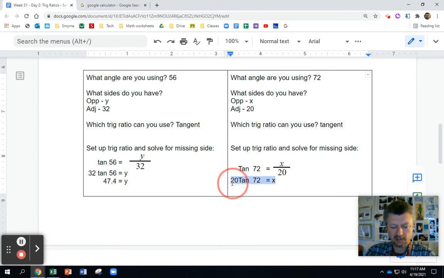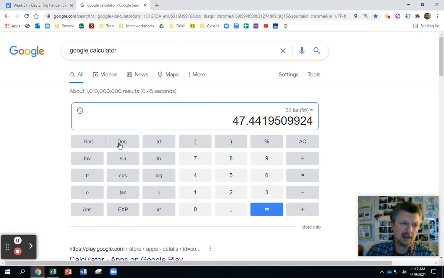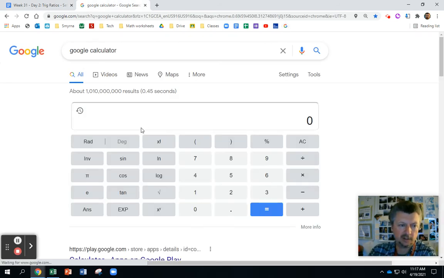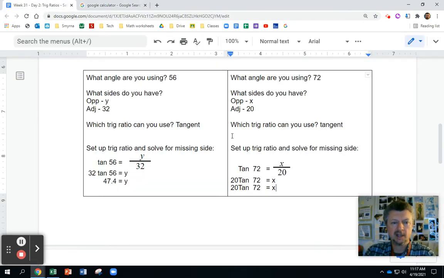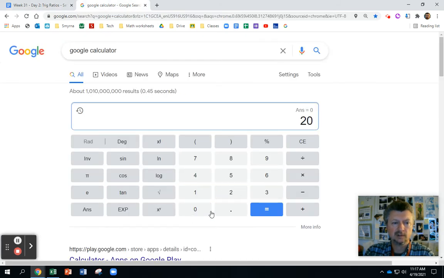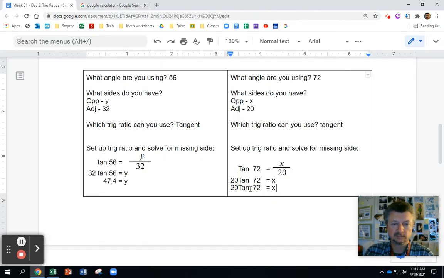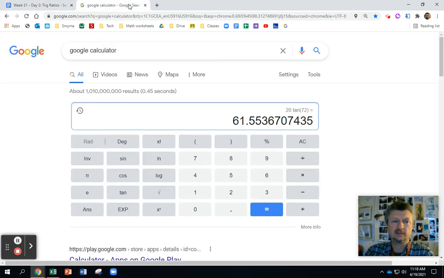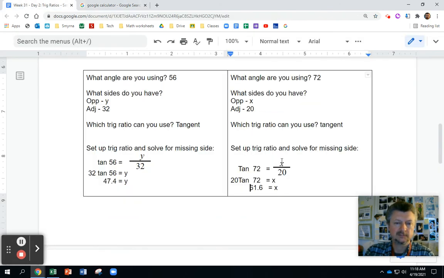All right, now we're going to put that in the Google calculator. Again, make sure it's on degree mode. I already have it open, so it's on degree mode. But if I refresh it, I've got to put it in degree mode. So 20 tan 72, 20 times tangent 72. 61.55. So I'll put 61.6. Round that up to 61.6, right? Because after that 5 there's another 5, which makes this 5 round up. Okay. All right, that's it.